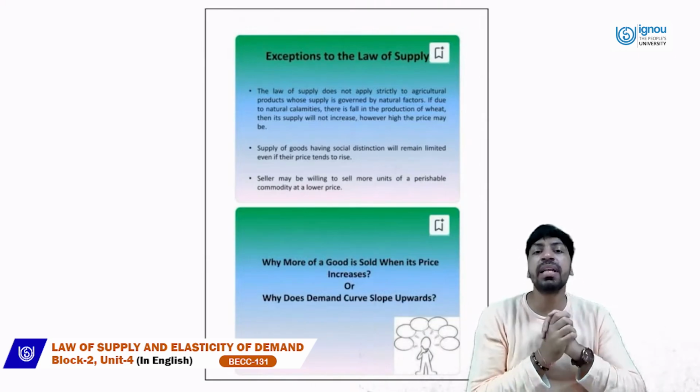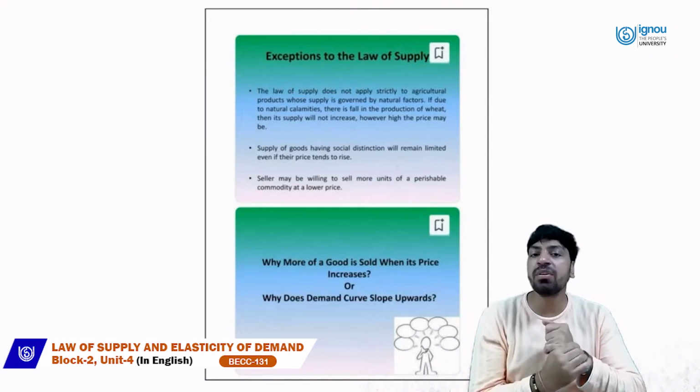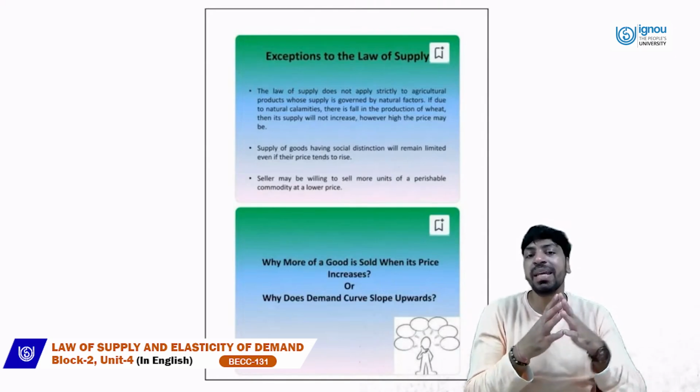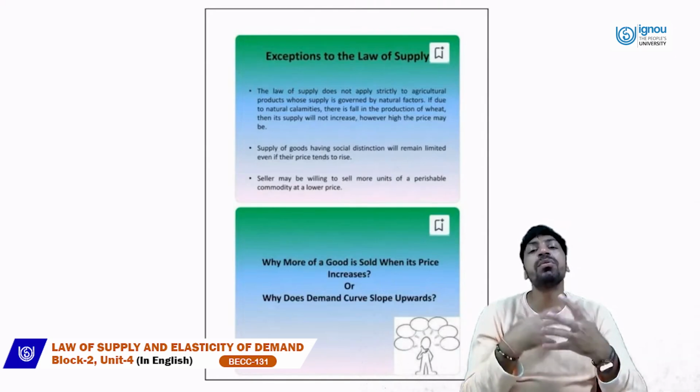Next is the supply of goods having a social distinction, which remains limited if the price goes higher.